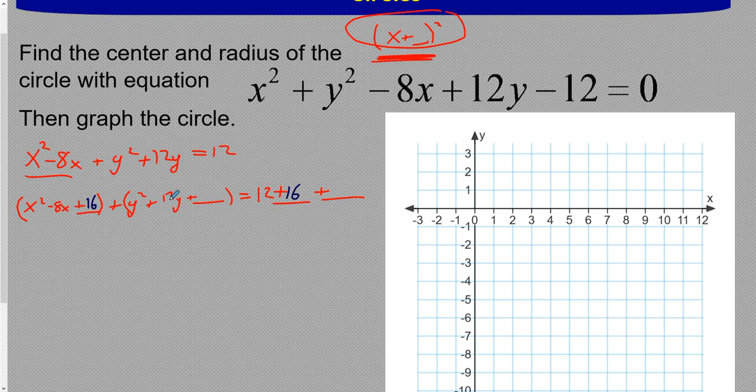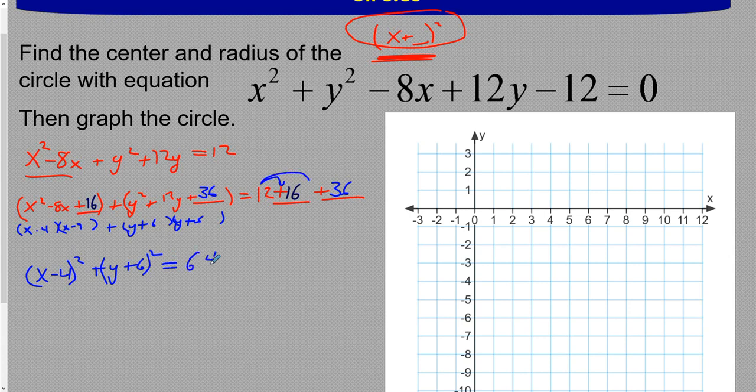Then for the y's, half of 12 is 6. 6 squared is 36. I added 36 to the left. We have to add 36 to the right. Now we can factor these. This will factor as x minus 4, and this will factor as y plus 6, which is the whole point. I get (x minus 4) squared plus (y plus 6) squared. That looks like an equation of a circle. And then over here, 12 plus 16 is 28, plus 36 is 64.